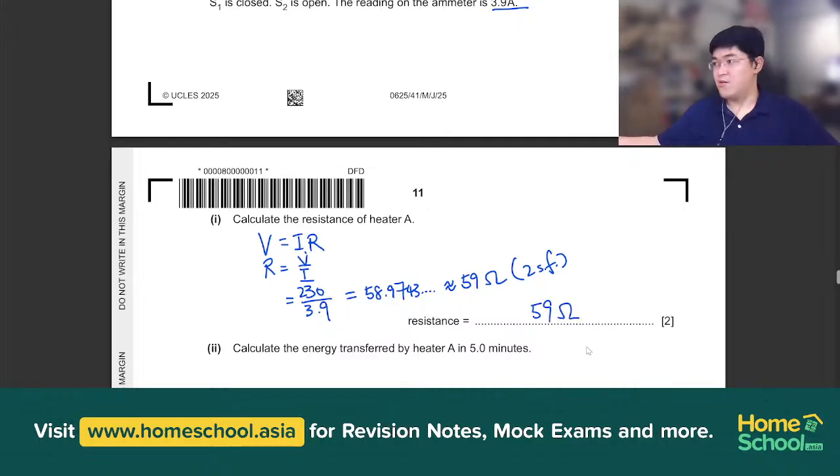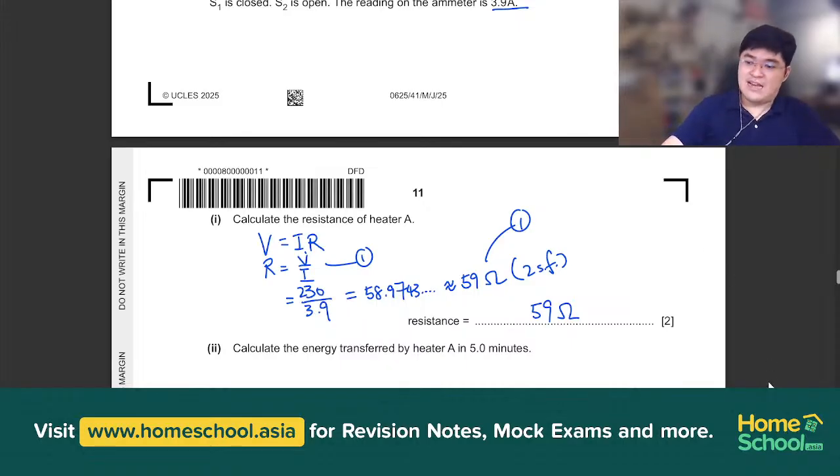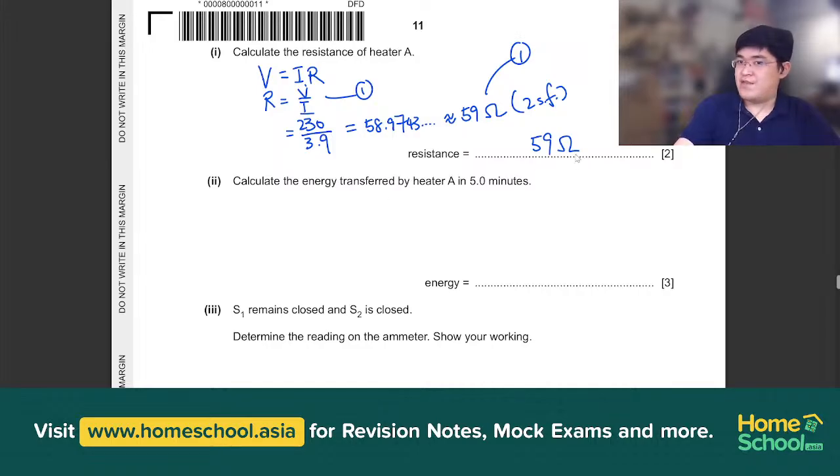59 ohms. Basically, to get your first mark, you need to write down V equals IR or R equals V over I. That's your first mark. The second mark is the correct answer with the correct unit as well. Okay, so now we have the reading of the current, the voltage, and also the resistance.